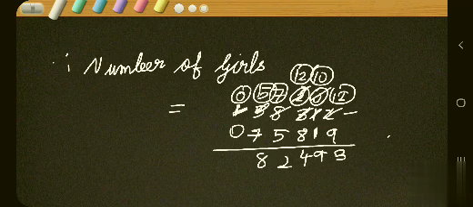Okay, so which is our answer? 82,493 girls are there in the city. Understood? Okay. Now note down today's homework.